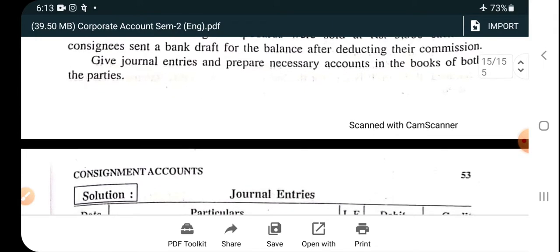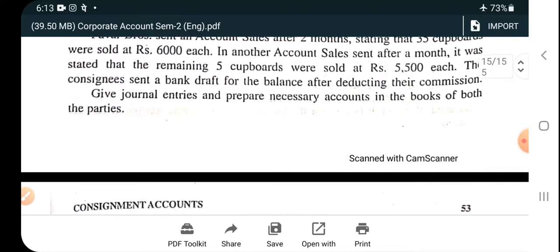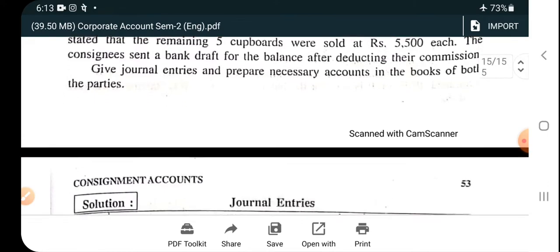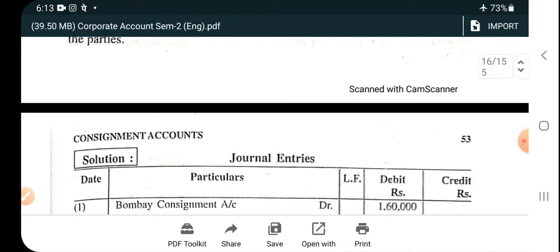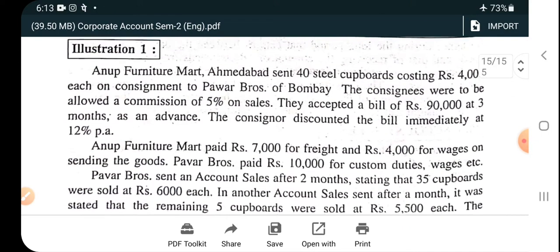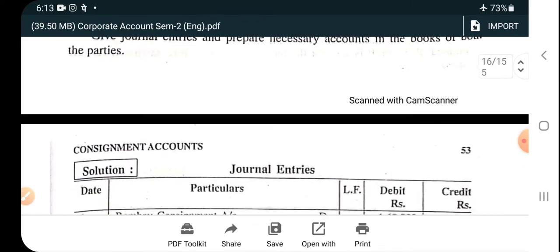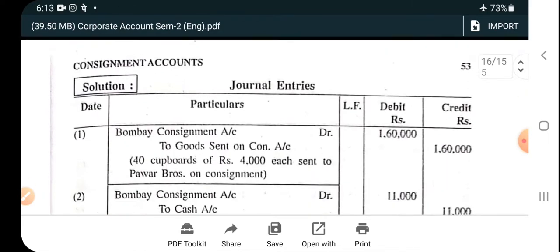Not both the companies, because here there are two parties. The first is considered as the consignor and the other is the consignee. So first, the journal entries in the book of consignor. The consignor is Anupam Furniture Mart, so these are the journal entries in the book of Anupam Furniture Mart.